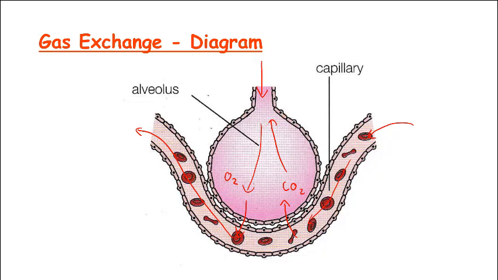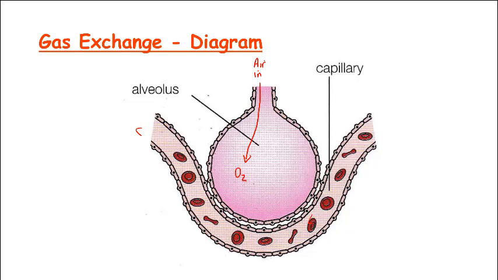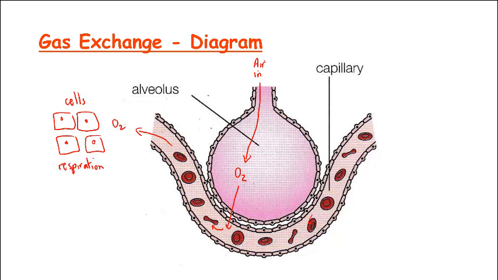So if we look at this, basically to give you a little bit of an overview, what happens is air comes in during inhalation. It will contain lots of oxygen, and the oxygen will diffuse through the wall of the alveolus, through the wall of the capillary, into the red blood cells, and then the red blood cells will travel to the rest of the body, where it can be used by the cells in the rest of the body for respiration. So the oxygen which was in the red blood cells gets transported to the cells where it gets used for respiration.